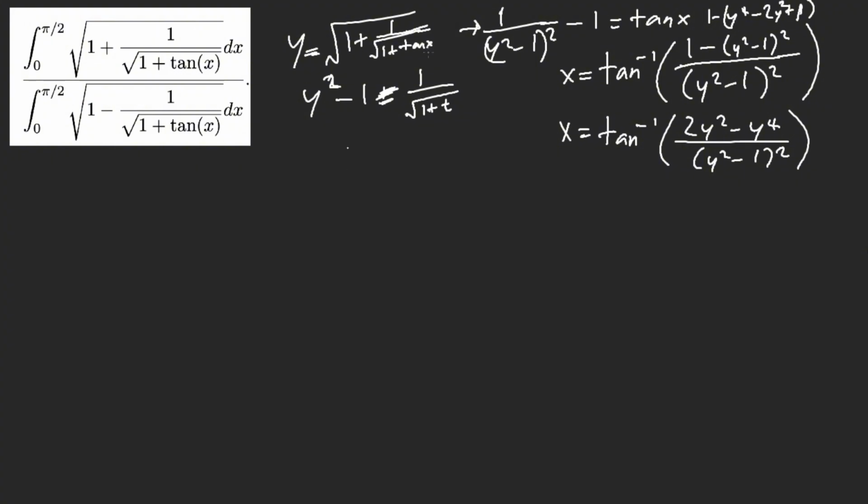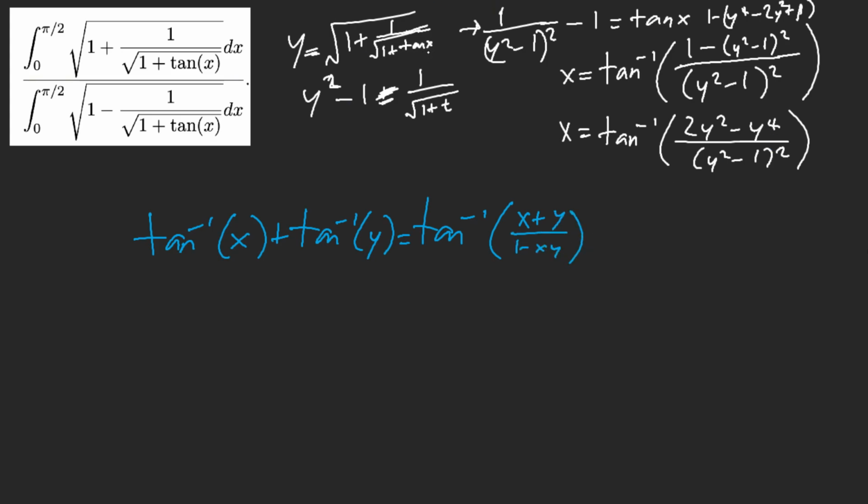I was thinking about this identity, and I was thinking if I could turn that into this. But I don't think you can. Right, because this is y^4 minus 2y squared plus 1. Maybe it's some sort of y squared minus 2 plus 1. But obviously we don't have that, right? That's not what that is.